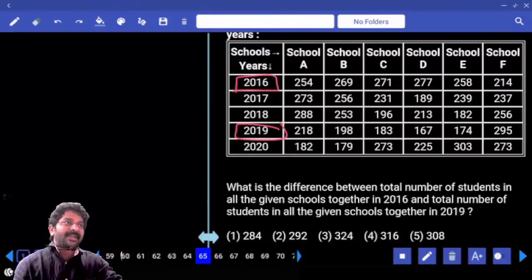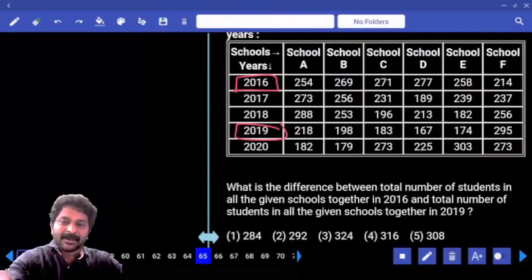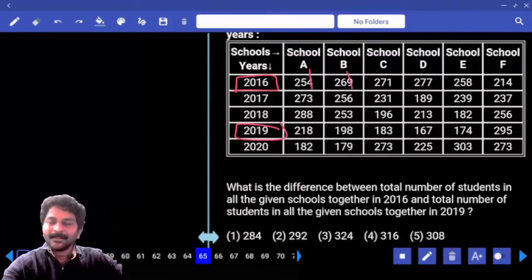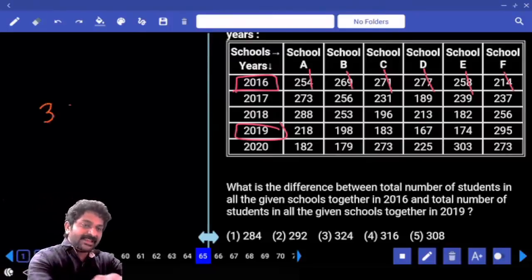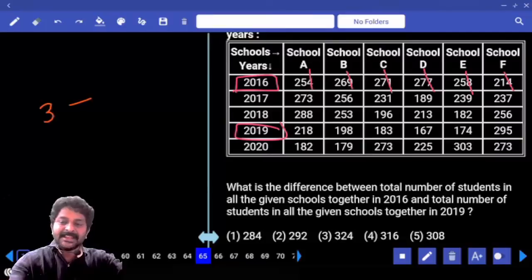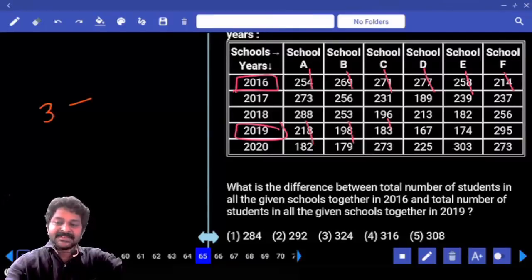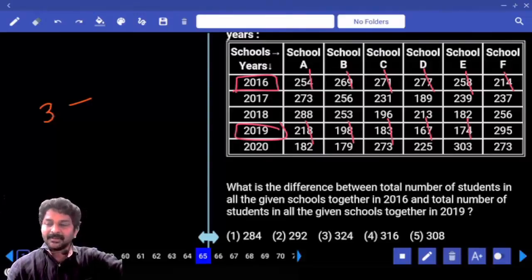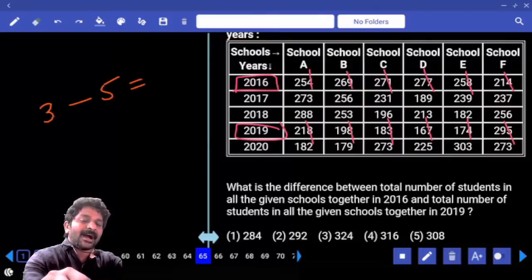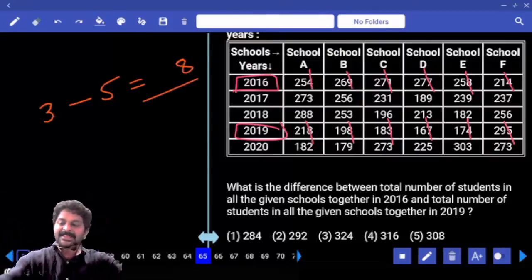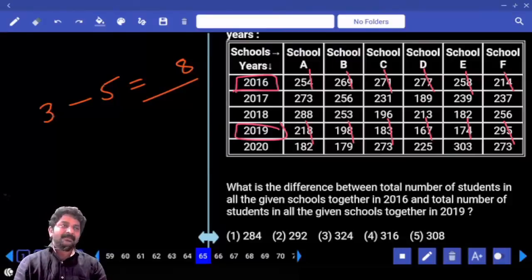So I'll first verify last digit in 2016. Come on. 4 plus 9. 3 plus 1. 4 plus 7. 1 plus 8. 9 plus 4. Minus. Now 2019. 8 plus 8. 6 plus 3. 9 plus 7. 6 plus 4. 0 plus 5. So from 3 if you subtract 5, answer must end with. It has to be your answer, fifth option, final answer, because there is only one.